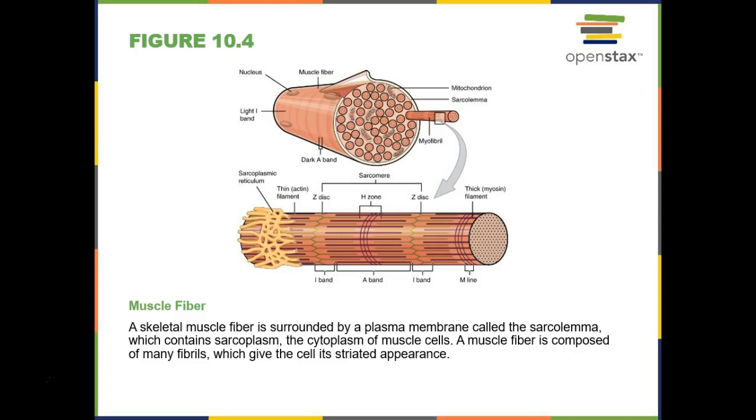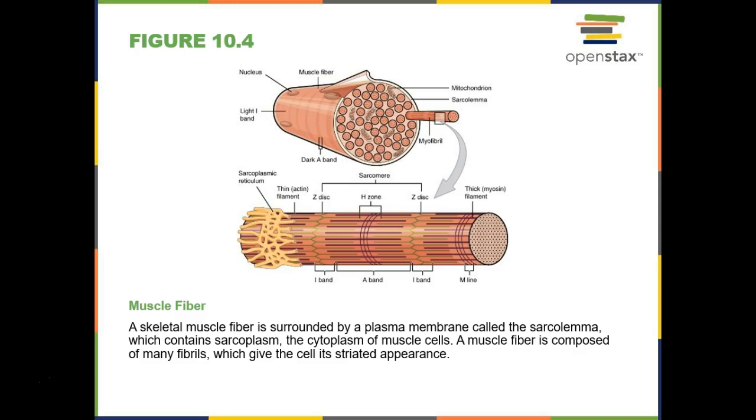Muscle fibers have a special plasma membrane called the sarcolemma. The sarcolemma is the plasma membrane of a muscle fiber, and it surrounds the entire muscle fiber, so the muscle cell. The epimysium and the sarcolemma run together then as well.